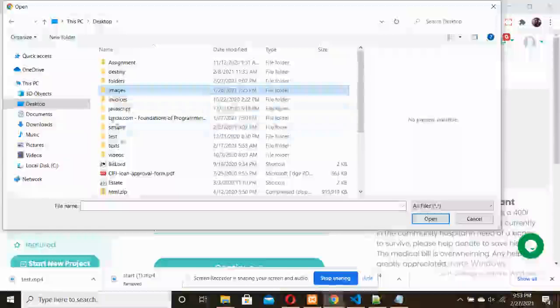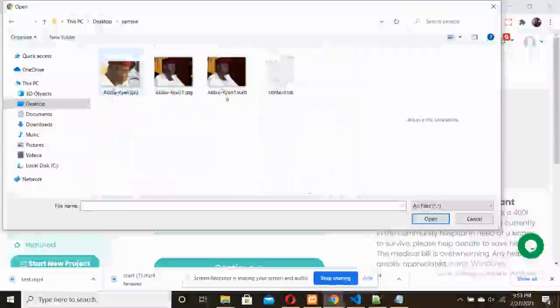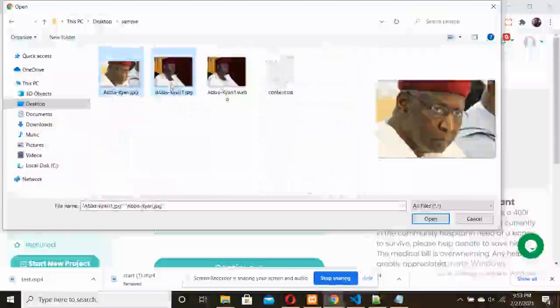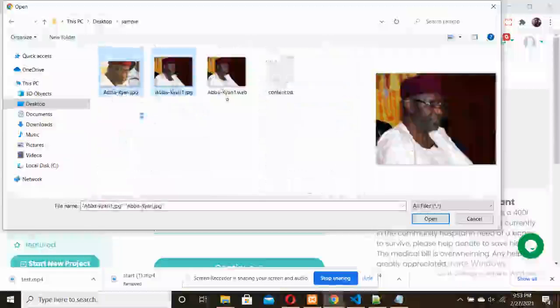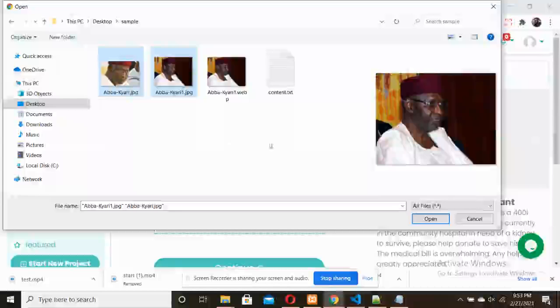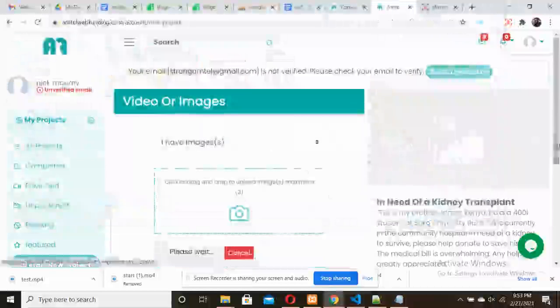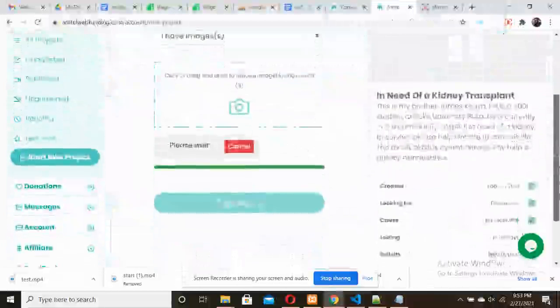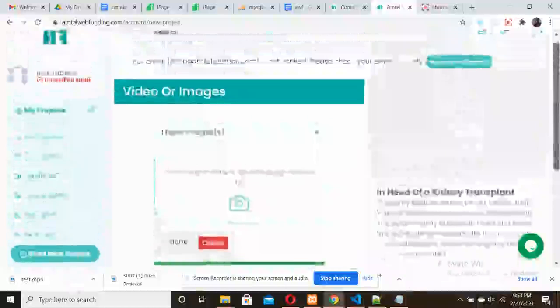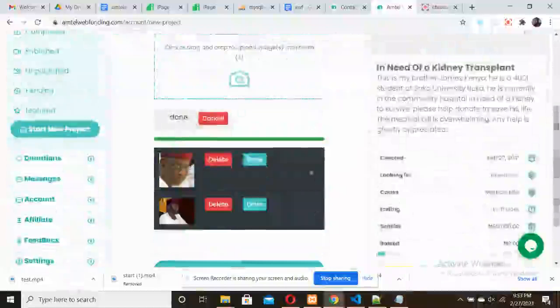My desktop. I'm going to sample. Okay, so this is an image of Abakari. Abakari was our chief of staff. He died a few months ago due to COVID-19. May his soul rest in peace. Using his images here to show this sample. He was one of the most loved and hated persons at the same time in the Buhari government administration.